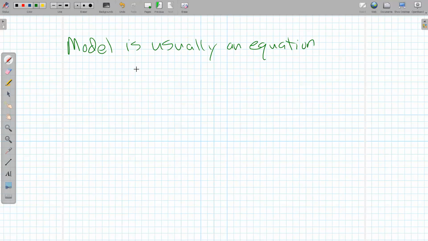And the type of equations we're playing with right now look like y equals mx plus b.